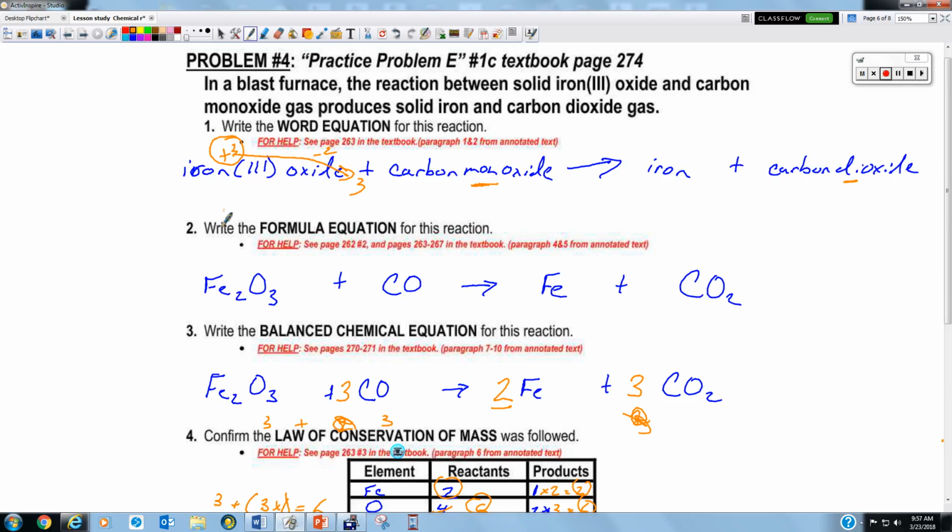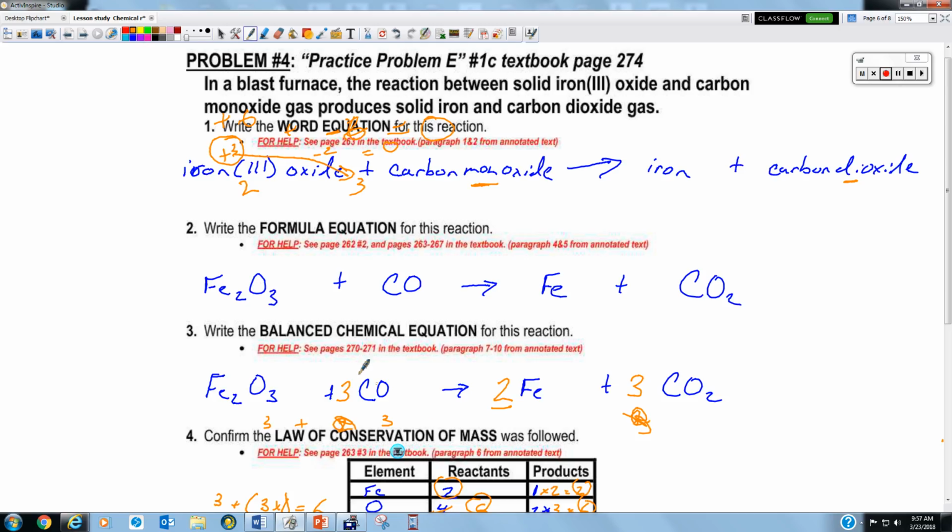Okay, so algebraically, this has to equal 0. 2 times 3 gives me a +6. 3 times 2 gives me a -6. So +6 plus -6 equals 0. So I have to do this to get this whole overall charge to equal 0. But how do you know that? Like, how will we know that? That's a rule that I gave y'all before midterm. When we were writing the formulas, you just have to know that.